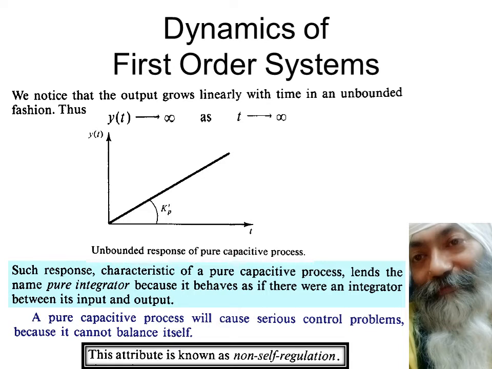Once again, for the final time, it's highlighted that this attribute is known as non-self-regulation, because we will see in the subsequent slides that it is only the pure capacitive process that is non-self-regulatory. Otherwise, in most cases, the regulation takes place by itself. Let us see how it is going to happen in the next slide.